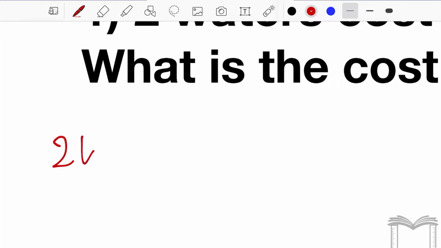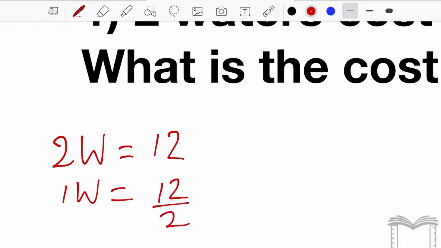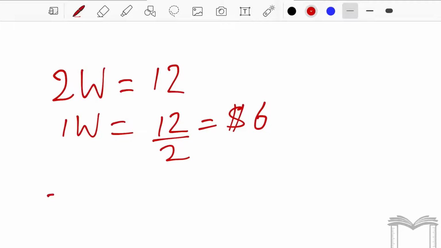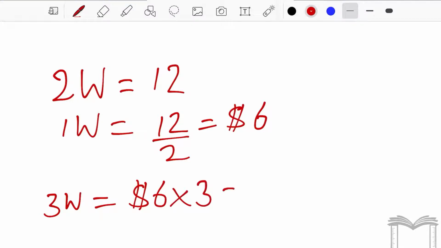2 waters is equal to $12, then 1 water will be equal to 12 divided by 2, which is equal to $6. We need to determine the price of 3 waters. This will be $6 times 3.